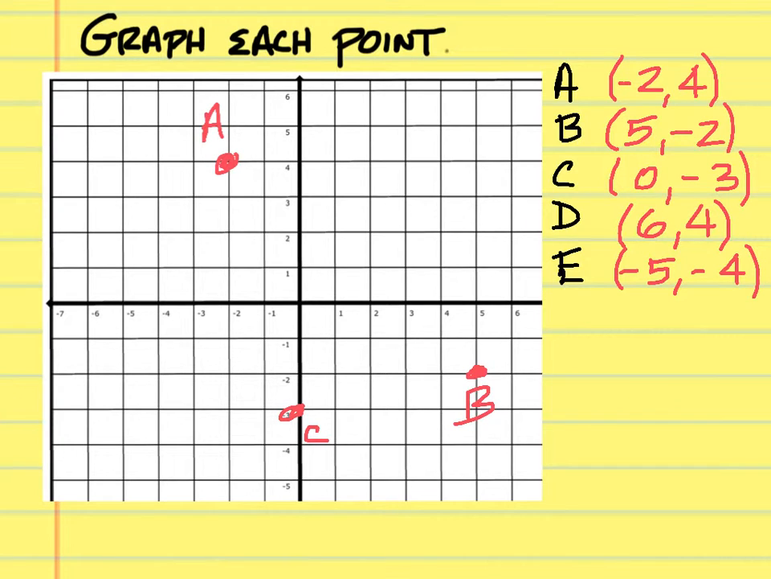And let's see if she has it right. Over 6, up 4. Yes, that is right. All right, and the next one goes to Ramey. Where does E go? It is negative 5, negative 4. Let's see if she has the right point. Yes, she does. All right, that is E.